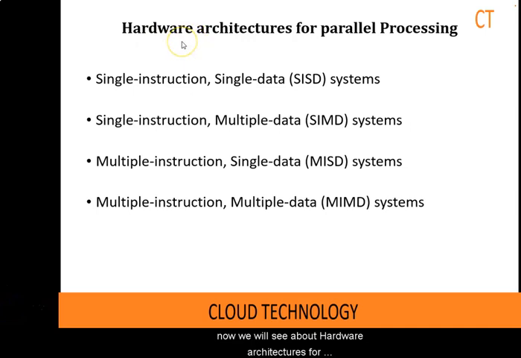Now we will see about hardware architectures for parallel processing. The core elements of parallel processing are CPUs. Based on the number of instructions and data streams that can be processed simultaneously, computing systems are classified into the following four categories: single instruction single data systems, single instruction multiple data systems, multiple instruction single data systems, multiple instruction multiple data systems.